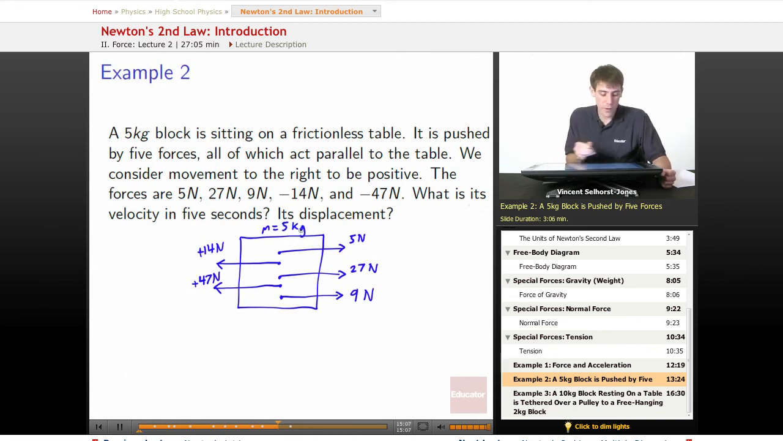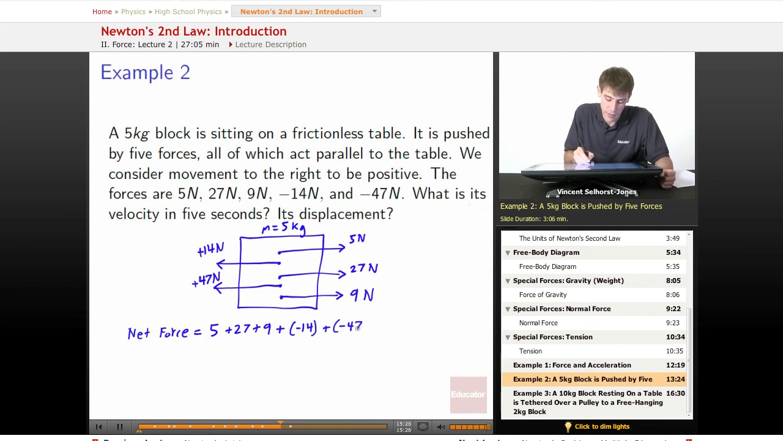All right, so if we want to put this all together, we get a net force. What's that going to equal? It's going to be all these things put together. Well, what's our positive ones? We've got 5 plus 27 plus 9. That's everything going to the right. And then we've got the 2 things going to the left, so plus a negative 14 and plus a negative 47. We add everything up, and that gives us negative 20 newtons.